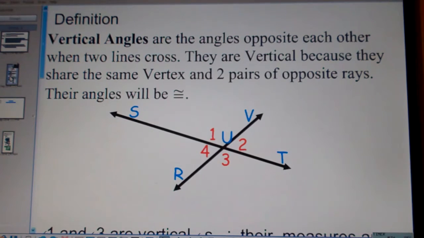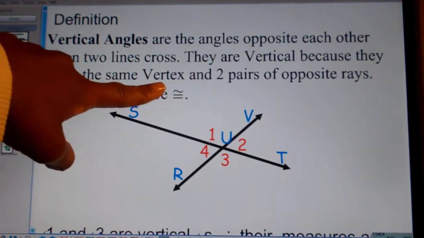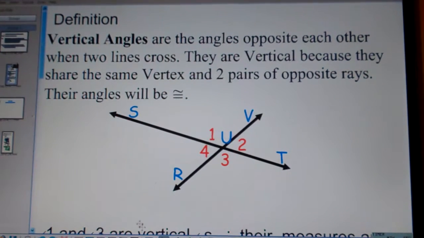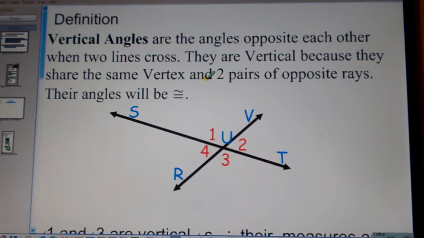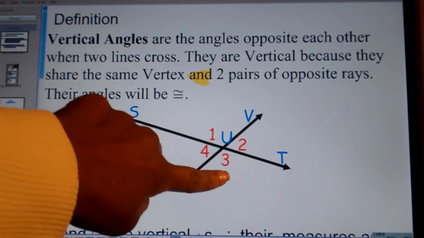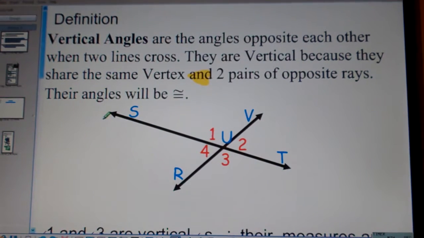To begin with the definition, vertical angles are angles that are opposite each other when two lines cross or intersect. They are vertical angles because they share the same vertex, and both need to occur, and two pairs of opposite rays will be there. Their angles will be congruent. For example, angles 1 and 3 are vertical angles.